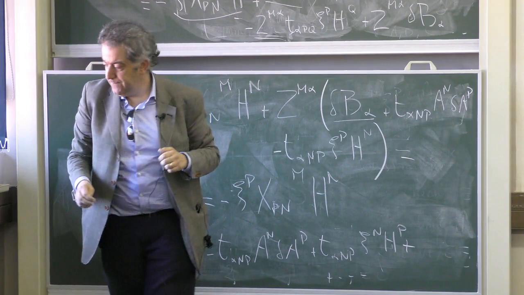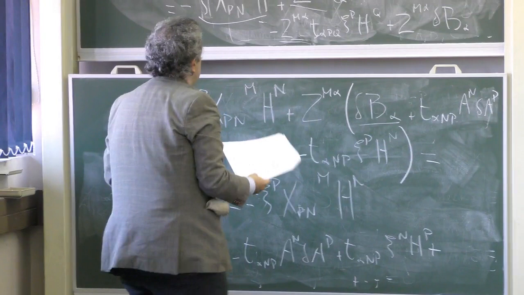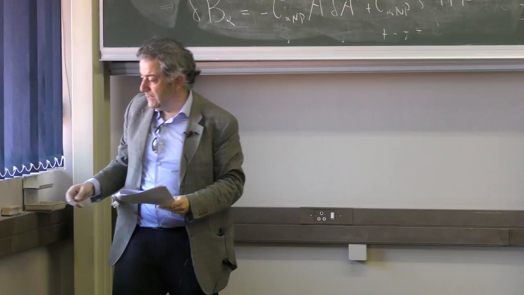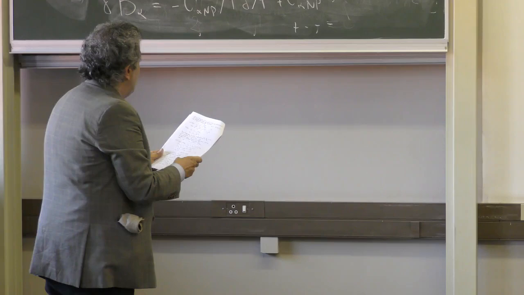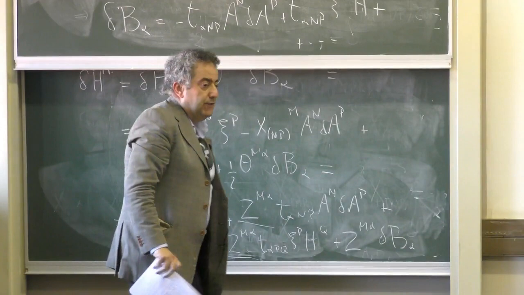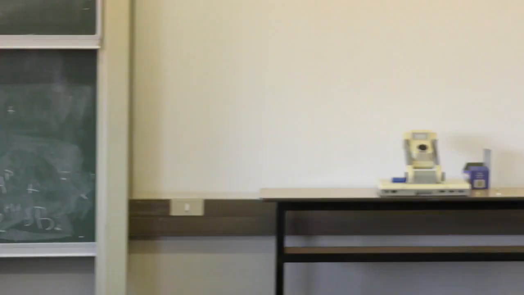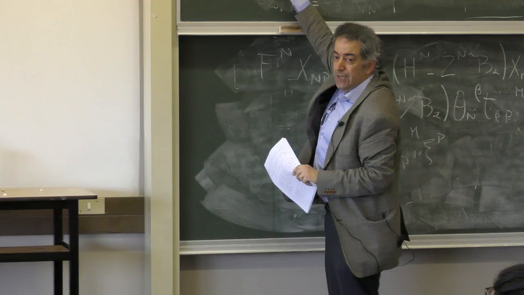Okay? So in order to define covariant fields, we need to couple our one form to the tensor fields. Okay? And we can do that because the non-covariant terms in the variation of our field strengths were all proportional to this characteristic tensor Z, which when contracted with theta gives zero. Okay?